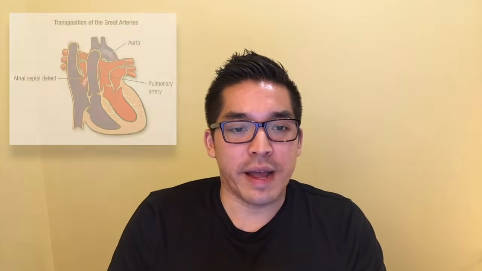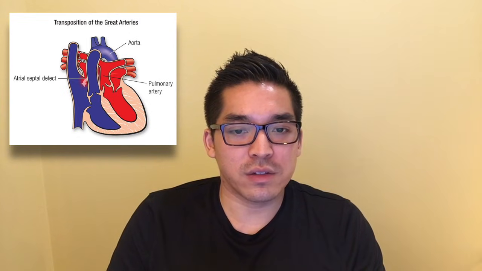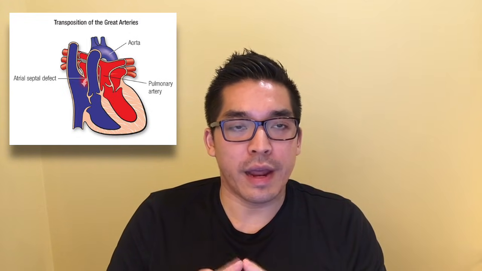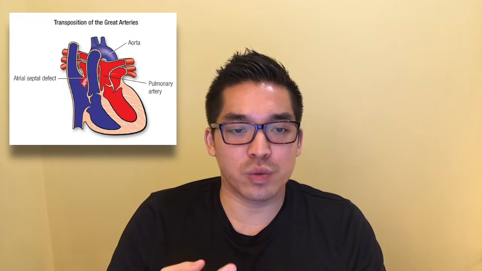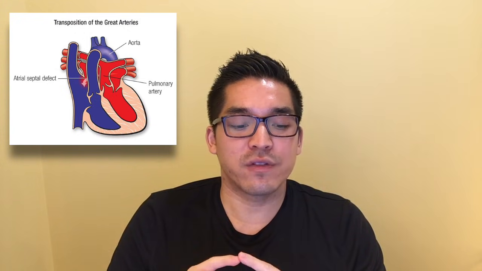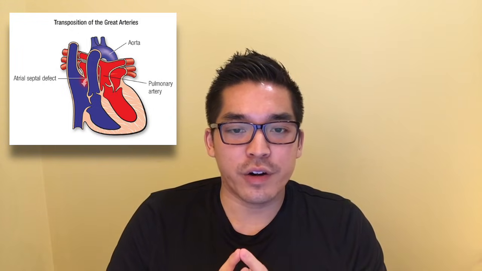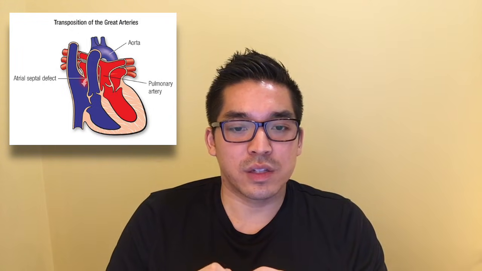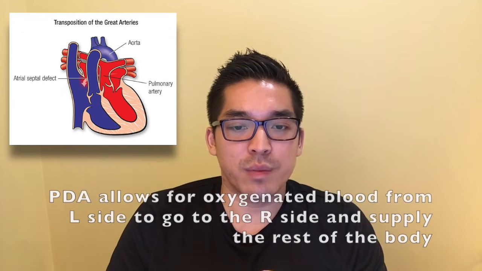Then you have transposition of the great vessels. This is when your aorta and pulmonary artery are switched. So out of the right ventricle comes the aorta, and out of the left ventricle comes the pulmonary artery. The only way to fix this is to do an arterial switch operation. And you also want to keep the PDA open for this one as well. The key thing here is it's associated with pregestational diabetes. That's a very high yield association.